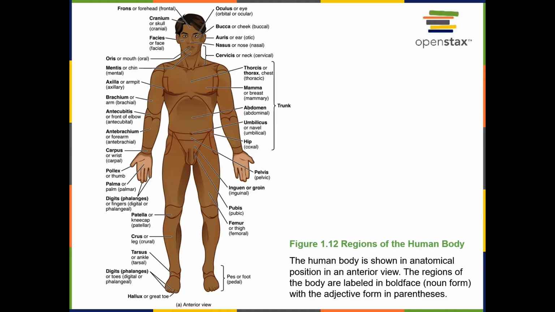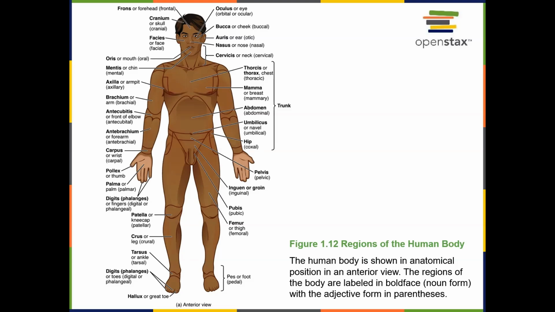Antecubital refers to the anterior side of the elbow joint, whereas antebrachial refers to the forearm. Carpal is the wrist, and you'll learn the names of the 8 carpal bones that are found there. Palmar refers to the anterior portion of the hand, the palm. Digital refers to the fingers or the toes. And phalangeal also refers to the fingers or toes, and the bones found within those regions are called the phalanges. The pollex is the thumb.